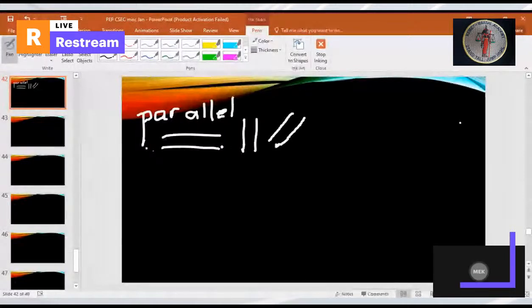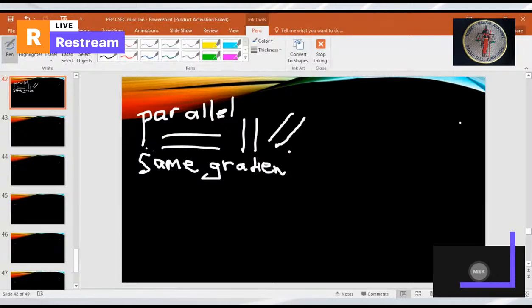What's important to note in this case is that parallel lines have the same gradient. That's important. So if a line is parallel to another line and the first line has a gradient of 2, the other line will also have a gradient of 2.